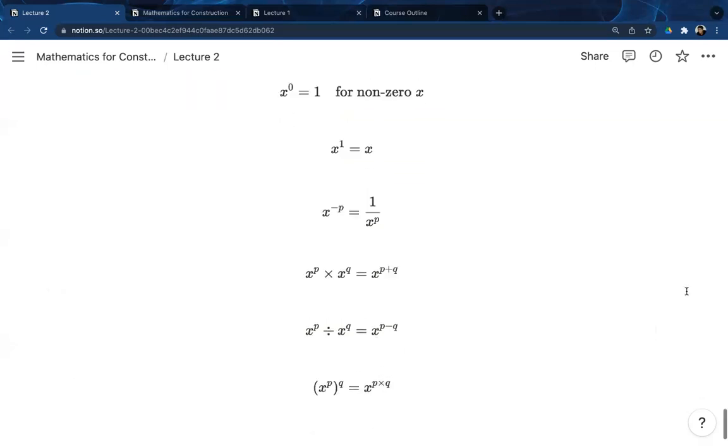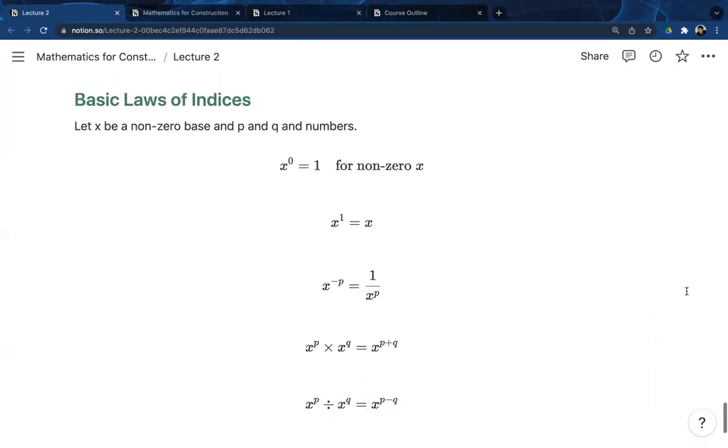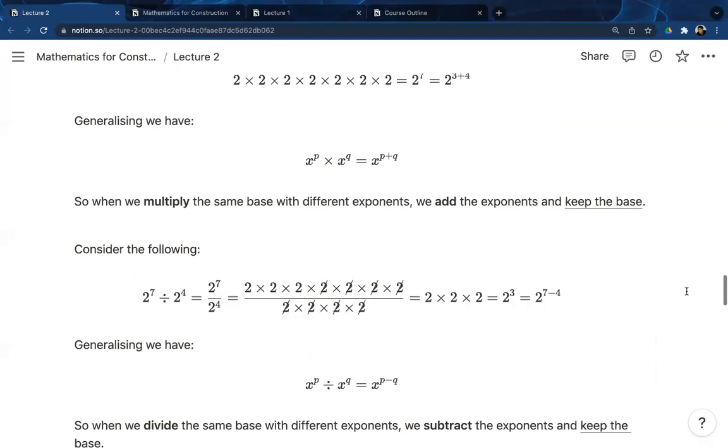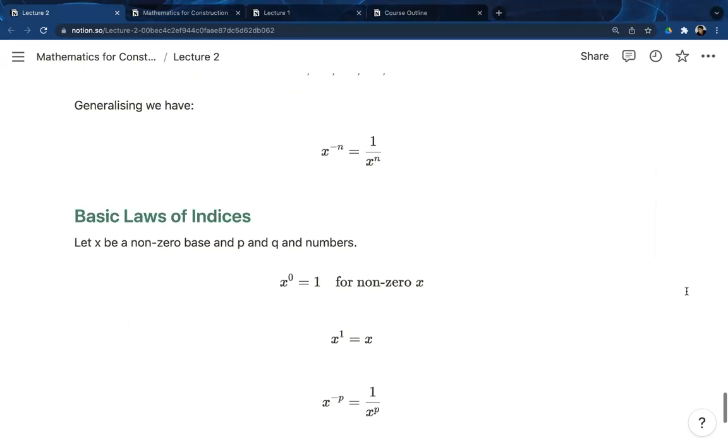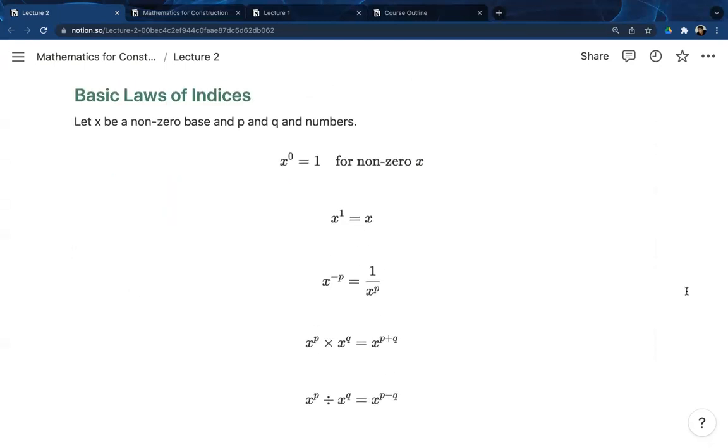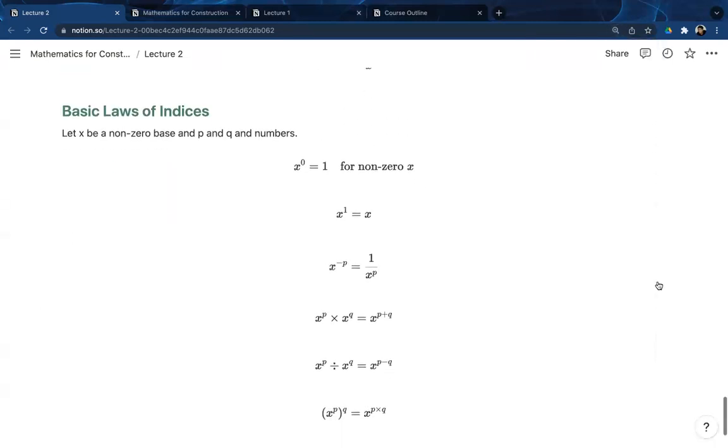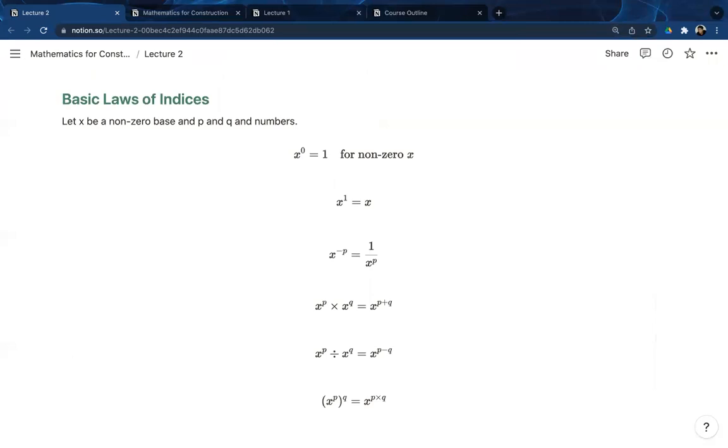These are the rules of indices here. And we just went through why they are the way they are. We went through examples, so you kind of get convinced of why these things are, how they work. So good.